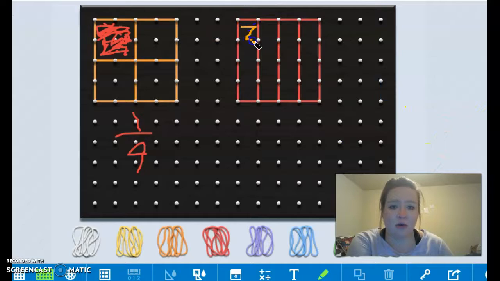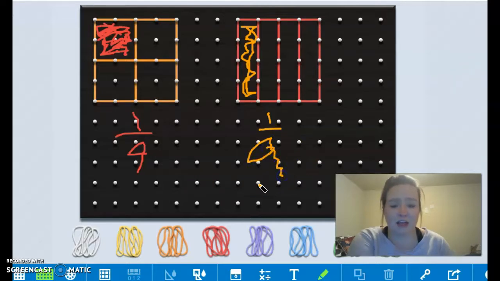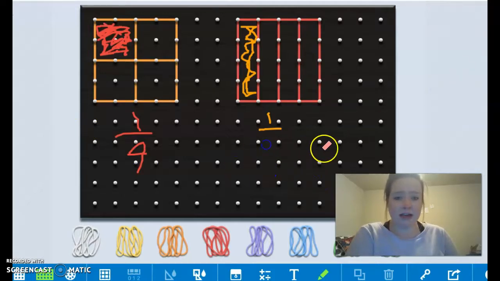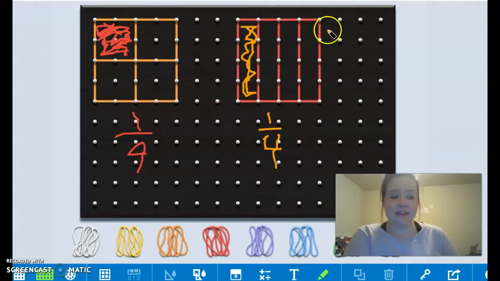But this is also 1/4 of my square. Now, they look different, okay? The way that these figures look, or the way that the 1/4 looks, is not the same in both pieces. I'm trying to get this a little bit nicer. Okay, this is 1/4 and this is 1/4.